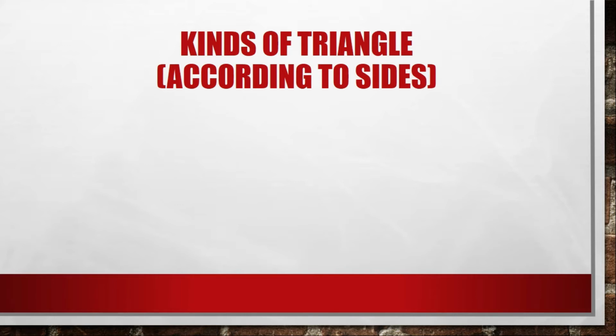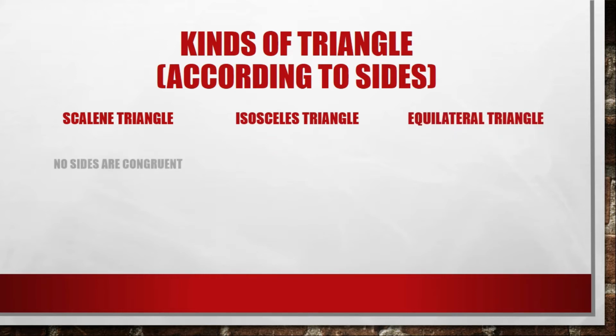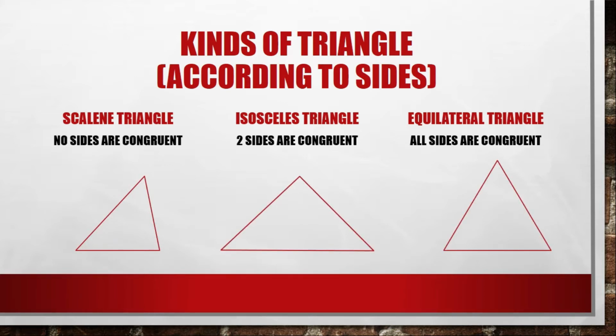And also, we can classify triangles according to sides. So the kinds of triangle according to sides are your scalene triangle, isosceles triangle, and equilateral triangle. When we say scalene, no sides are equal, while on isosceles, two sides are congruent, and equilateral meaning all sides are congruent. So these are the illustrations of the following triangles. Scalene, walang magkakapareho. So let's take for example, ito mas mahaba, ito medyo, ito hindi rin kapareho ng lahat ng mga sides niya. Yung isosceles naman, two sides are congruent.